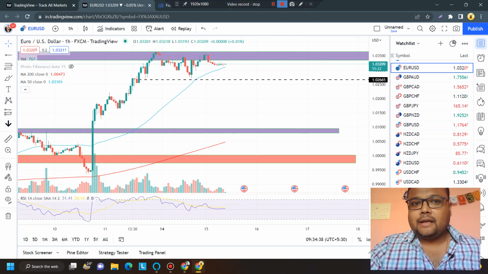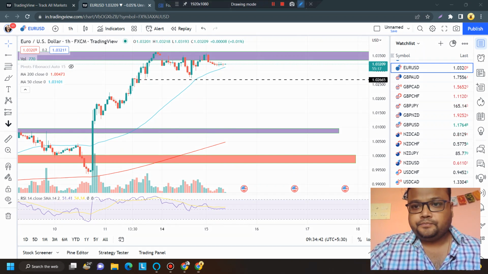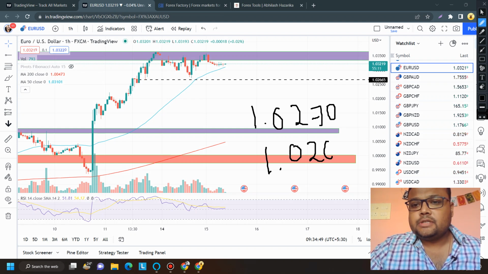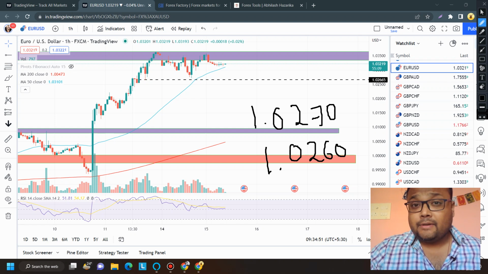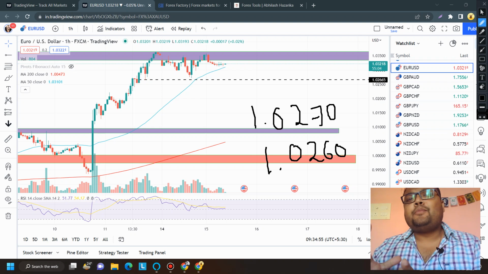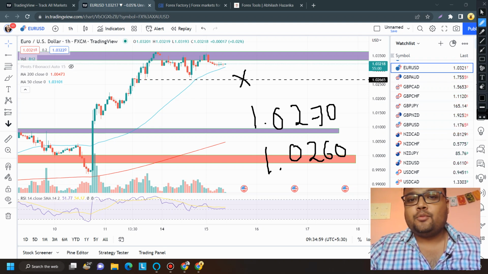then observe the market around the previous price rejection here, 1.0270, 1.0260. Observe the market around this level. Keep in mind, this is not a support. This is just a trading opportunity for day traders. Positional traders and swing traders, try to avoid taking positions here.